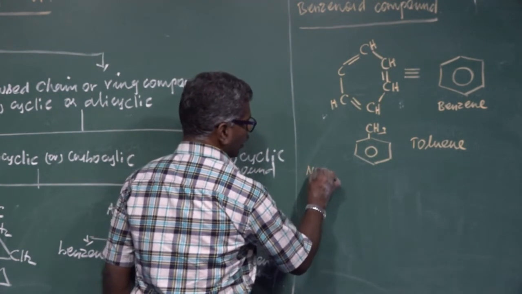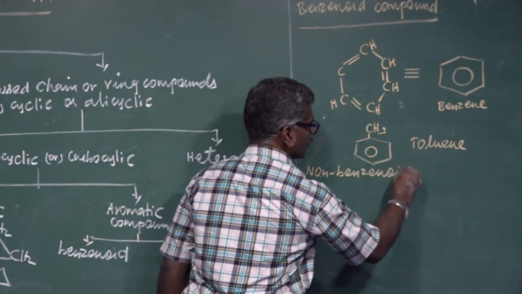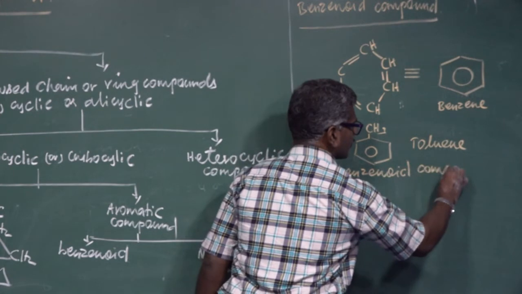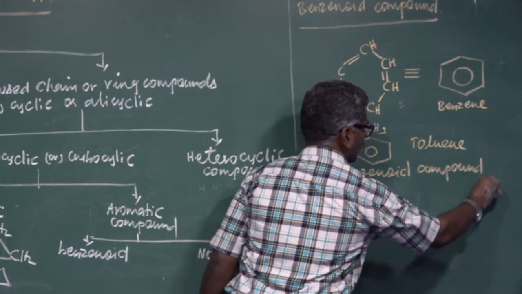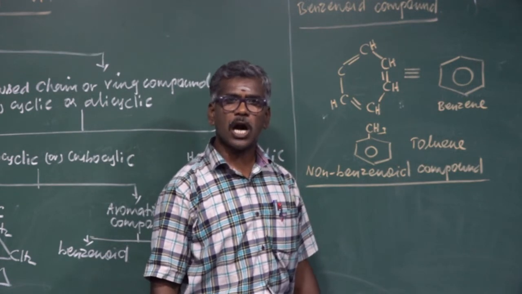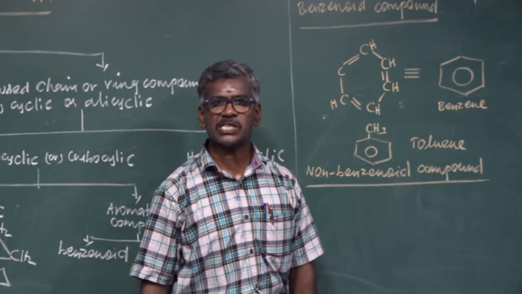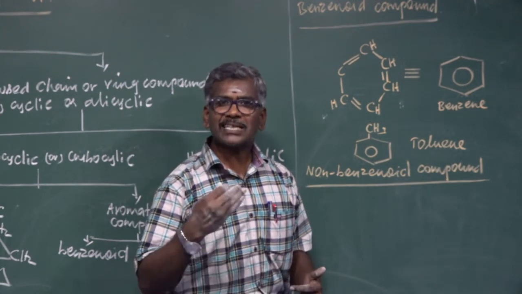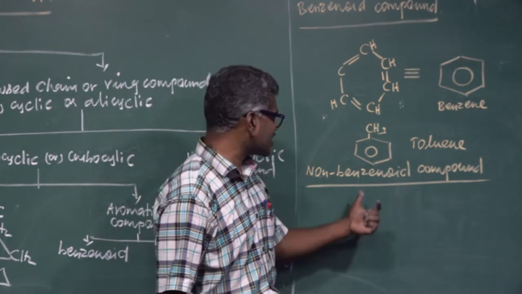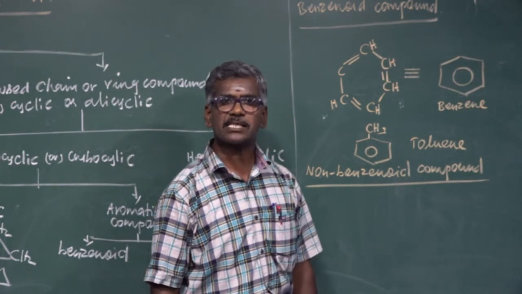Another one, non-benzenoid compounds. What is the meaning of non-benzenoid compounds? Compounds that exhibit aromatic character with a conjugated pi system but do not contain the benzene ring. This is called a non-benzenoid compound. Best example, azulene.